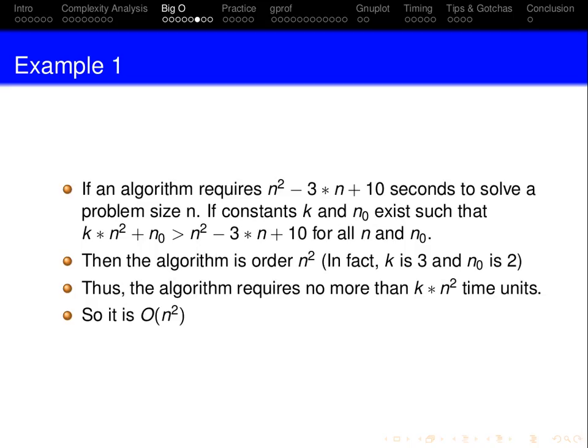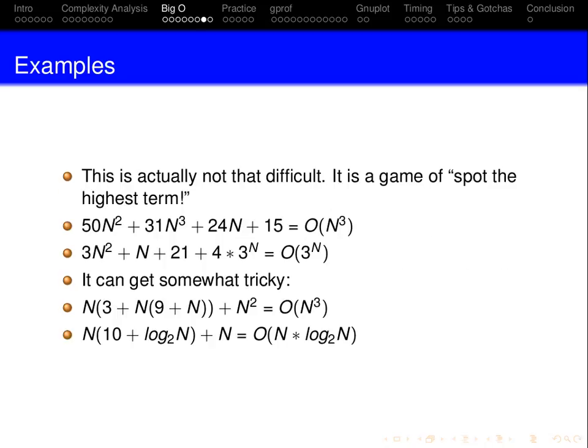This may sound difficult, but once you understand the notation, you realize all you're doing is playing the game of spot the highest term. That's all you're doing. So the first one is O of n cubed. Why? Because it's the highest term, and cube is the highest. Which term is that? 31 times n cubed.